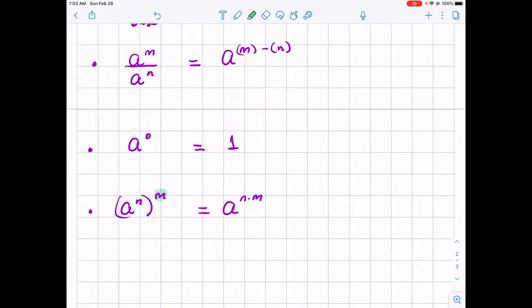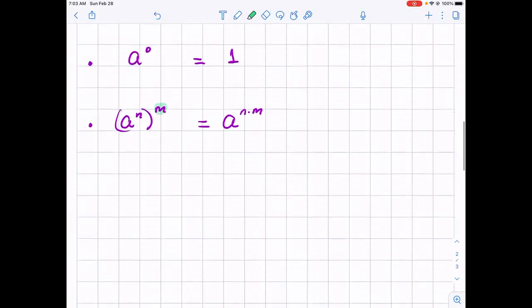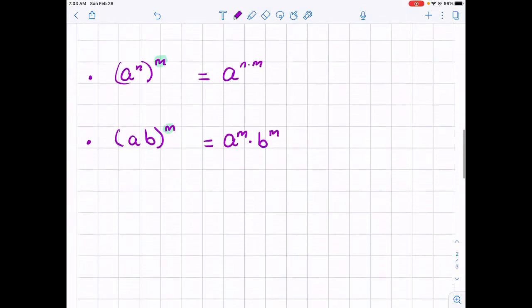Keep in mind that if you see something without a power, it's understood that it has a power of 1. Maybe just write it as a property: if we have ab raised to the mth power, we're going to distribute that outside power to everything on the inside. So it becomes a to the m times b to the m. I don't know if that's a property by itself, but I just stuck it in there.